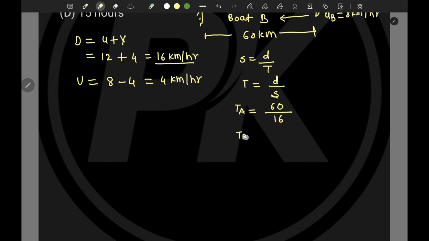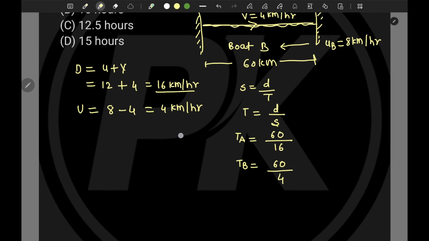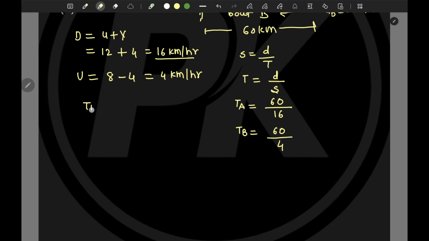Similarly, if I want to find the total time taken by B, the distance is the same, but the speed is now 4. They asked how sooner boat A will reach. That means time taken by B is more than time taken by A. Obviously, boat B is taking more time compared to A. Hence we have to find TB minus TA. Now what is TB? It is 60 divided by 4. And what is TA? It is 60 divided by 16.